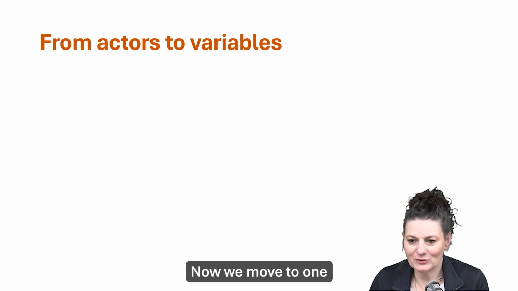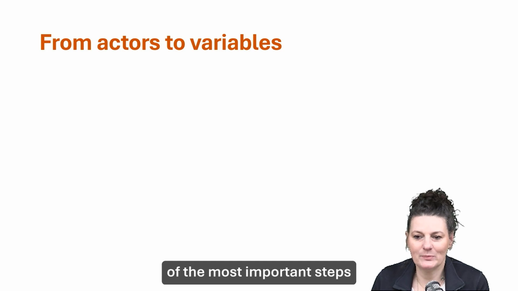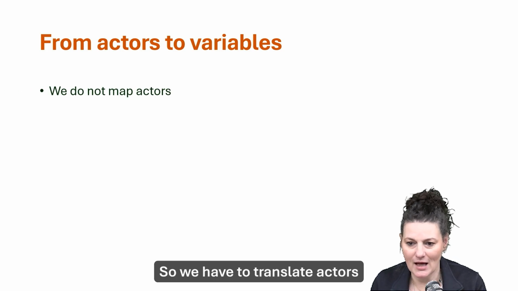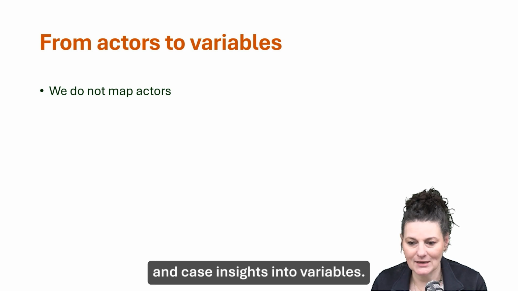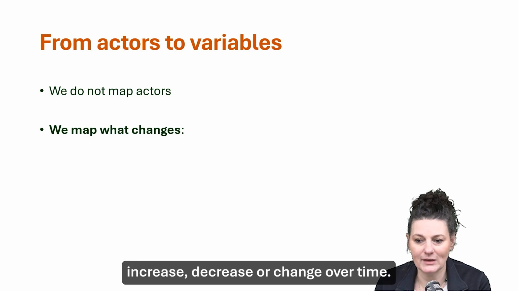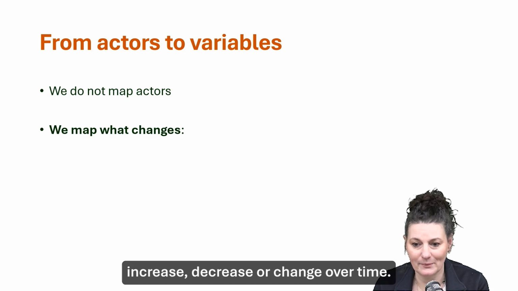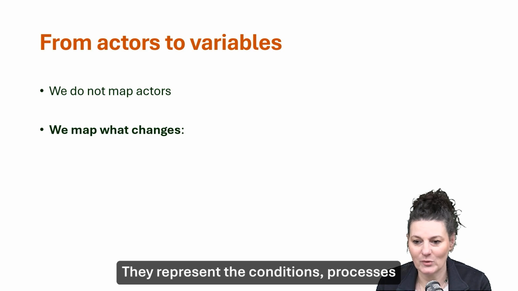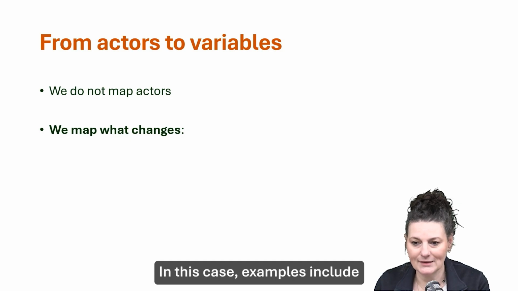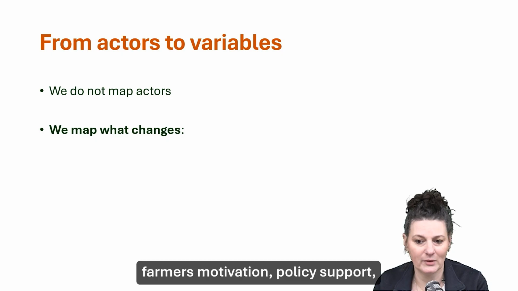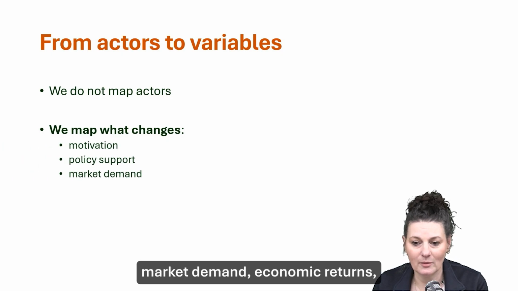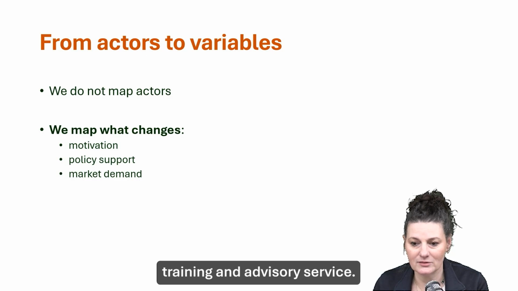Now we move to one of the most important steps in building a causal loop diagram. We have to translate actors and case insights into variables. Variables are the elements that can increase, decrease, or change over time. They represent the conditions, processes, or outcomes that shape system behavior. In this case, examples include farmers' motivation, policy support, market demand, economic returns, training, and advisory service.